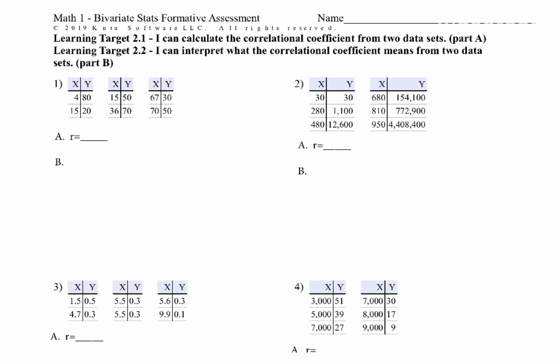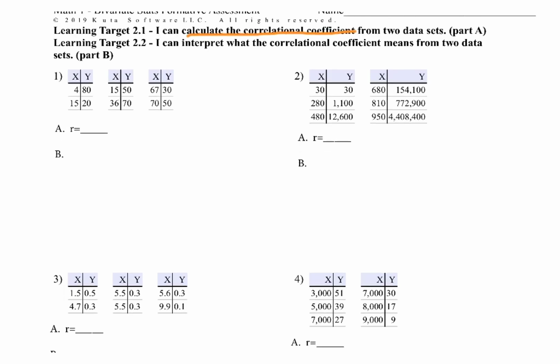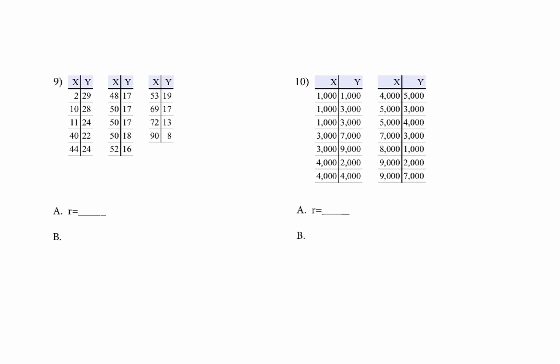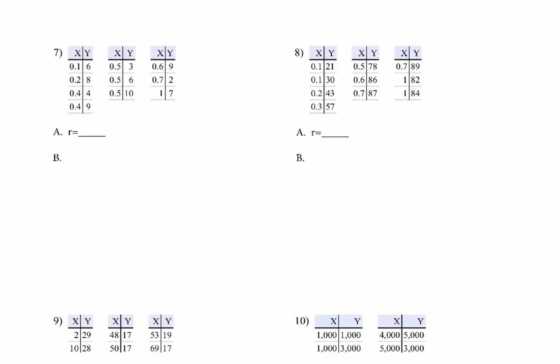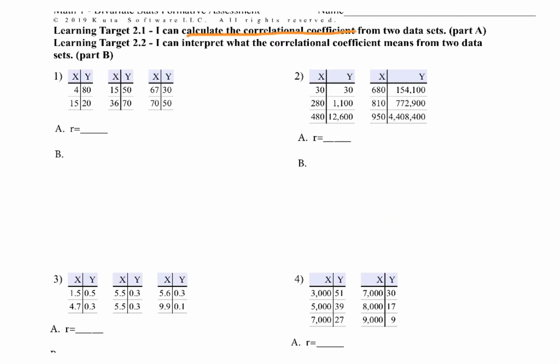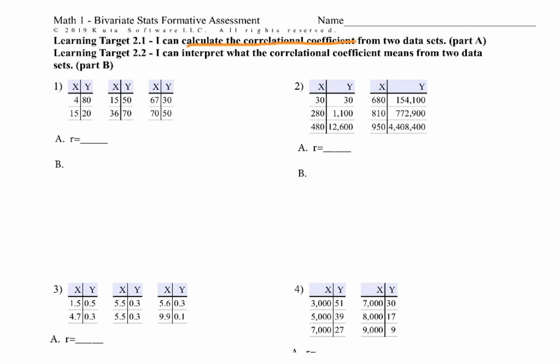All right, so we're taking a look at Learning Target 2.1 and 2.2. So being able to calculate the correlation coefficient, we're going to be using the calculator for that. I'm going to go through and do all of questions 1 through 10 here. We'll do it on the calculator, and then we'll come back and talk about what that means in terms of how we interpret it and what we can say about that data. Okay, so let's jump over to the calculator.